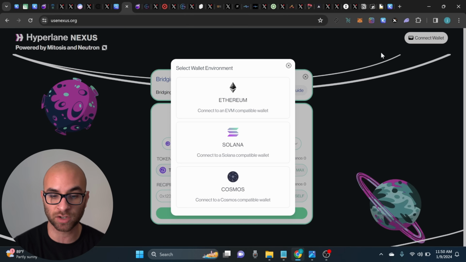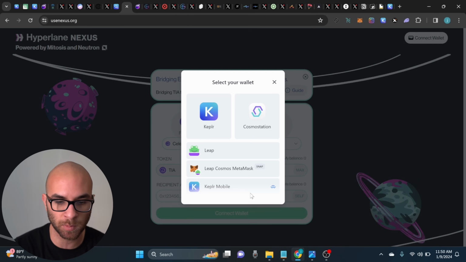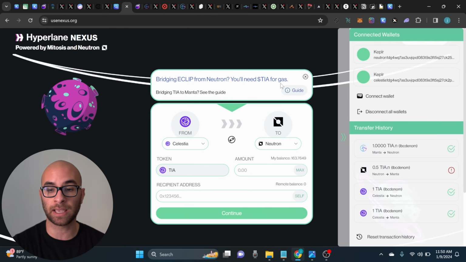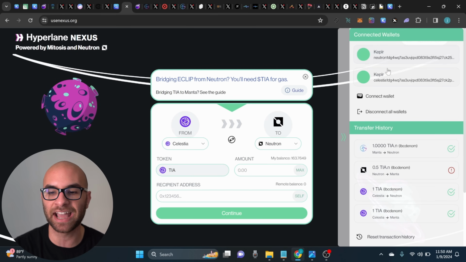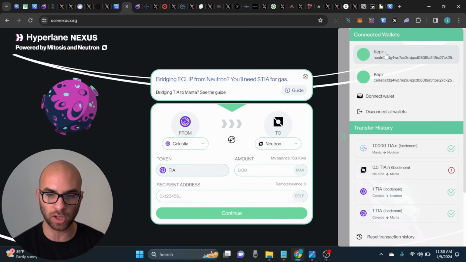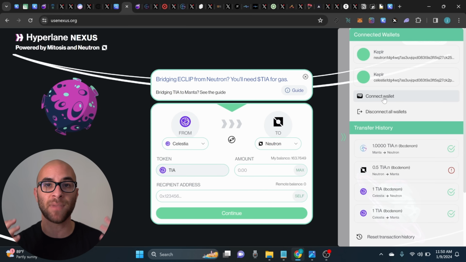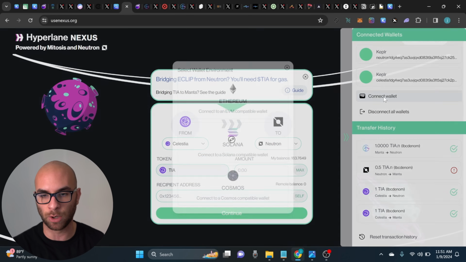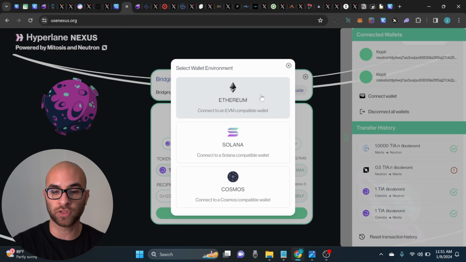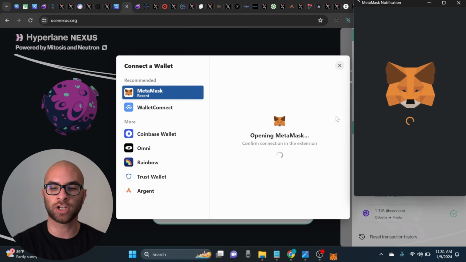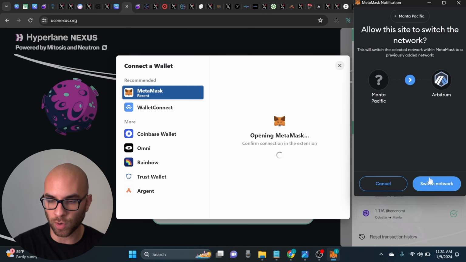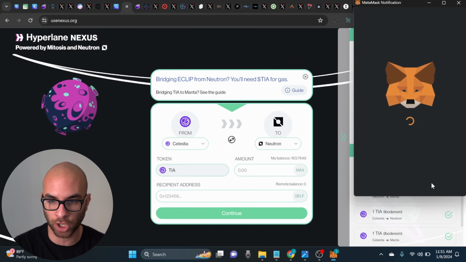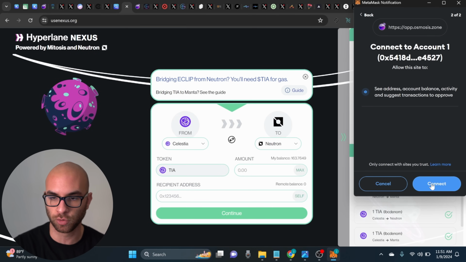So when I hit connect wallet, guys, I'm able to hit this Cosmos button down here. I'm able to hit Keplr, and it is now adding that Neutron as well as Celestia wallet. I'm also going to need to add my MetaMask wallet that has the Manta Pacific network on it, which is a whole other blockchain that I made a video on recently as well. And now for this, you're going to be able to hit Ethereum, you're going to be able to hit MetaMask, and then you're going to be able to hit connect over here, and it's going to switch you over to the proper chain.